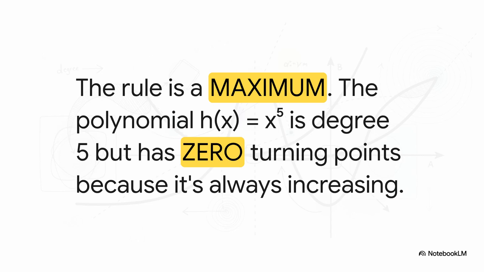And if you need proof, look no further than this. Take this simple function, x to the 5th power. It's a degree 5 polynomial, so according to the rule, it could have up to 4 turns. But look at it. It has 0. It just keeps on climbing forever. Some functions just don't use all their possible turns, and that's totally okay.